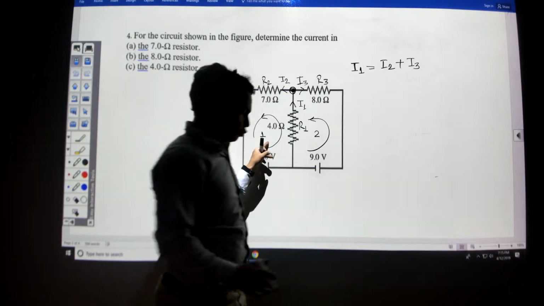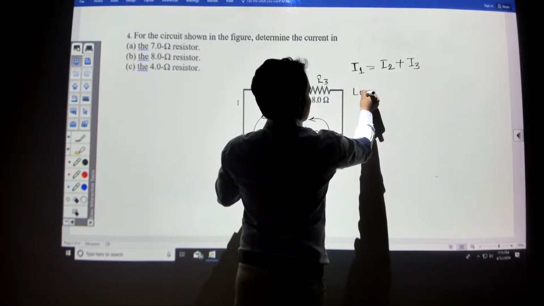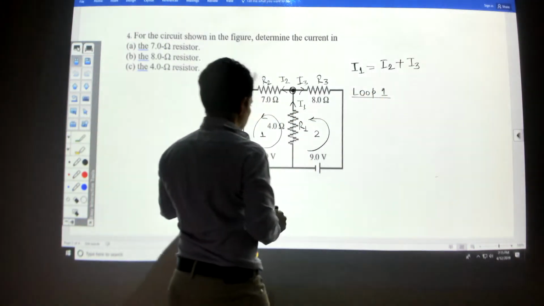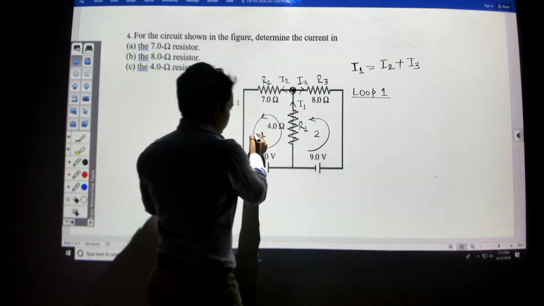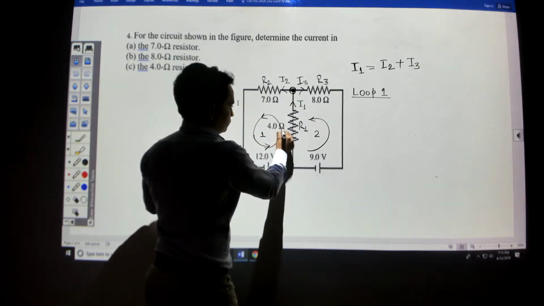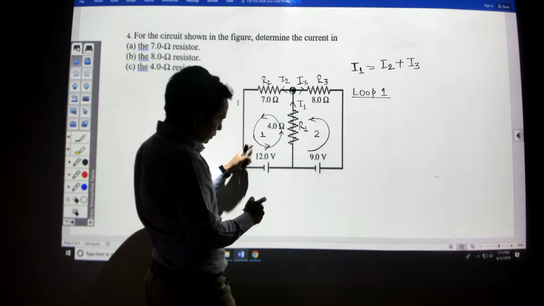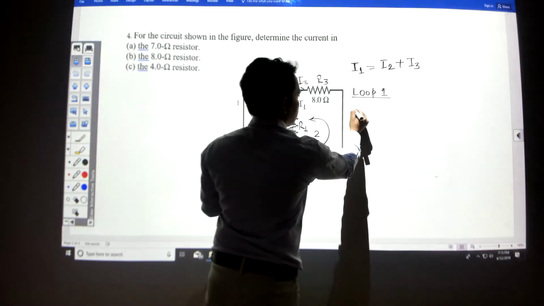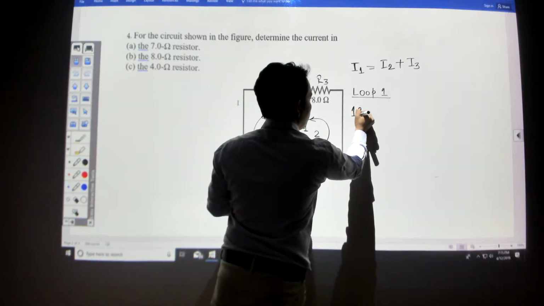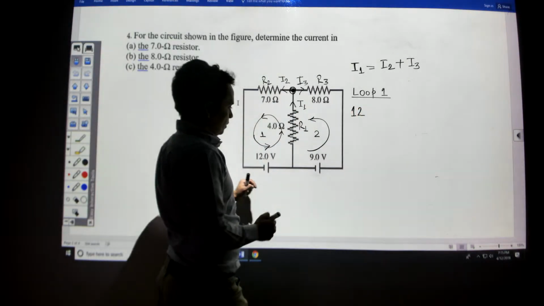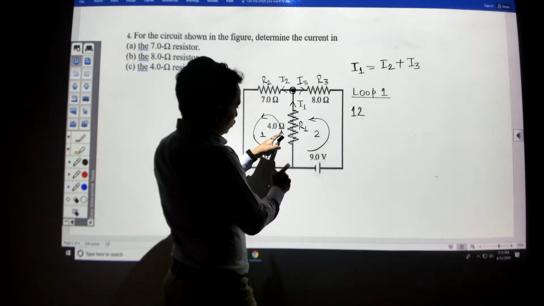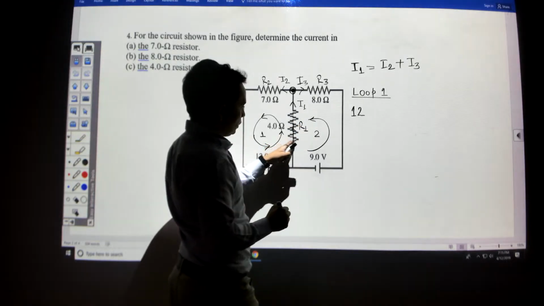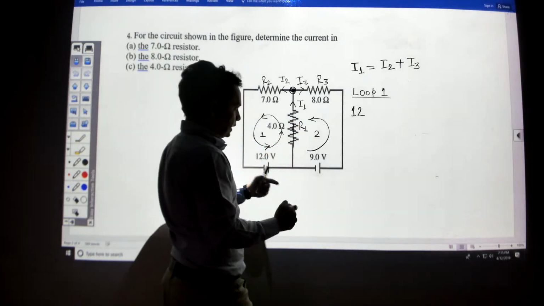Now let's talk about loop 1. What does loop 1 tell you? If I look at the loop direction, it is going from negative to positive. If it is going from negative to positive, we call this a positive potential. And here, the loop direction and the current direction are parallel, going in the same direction. If it is going in the same direction, we take it as negative.